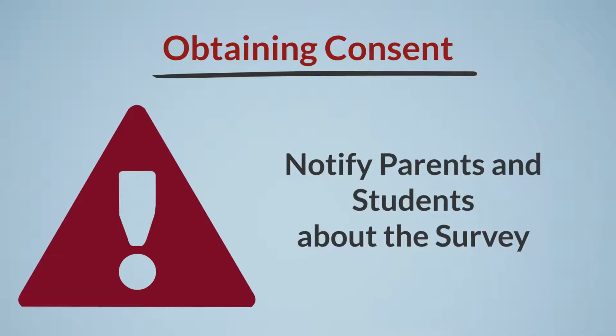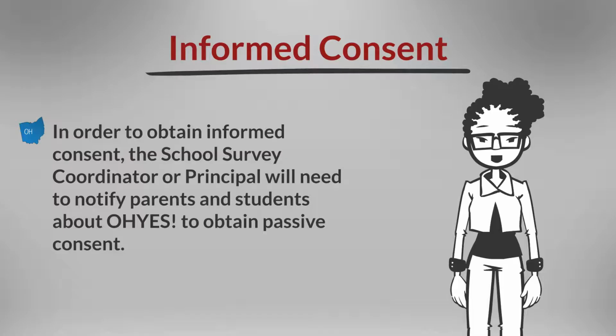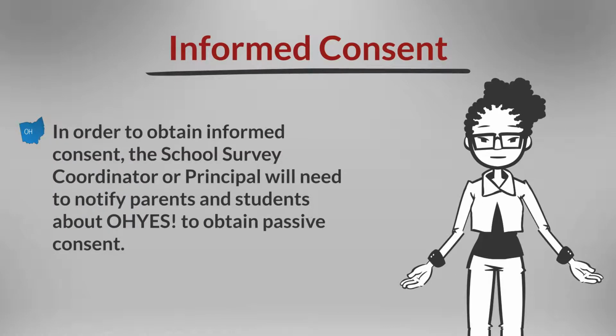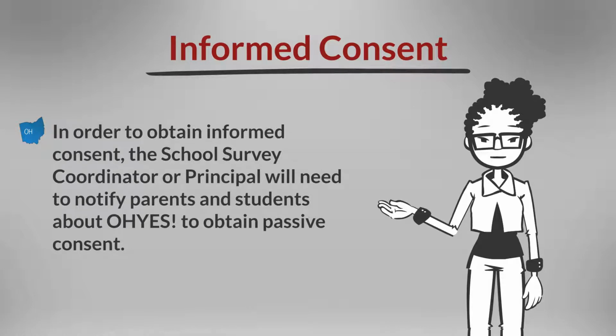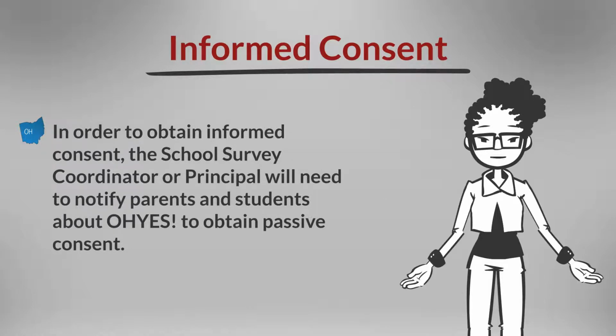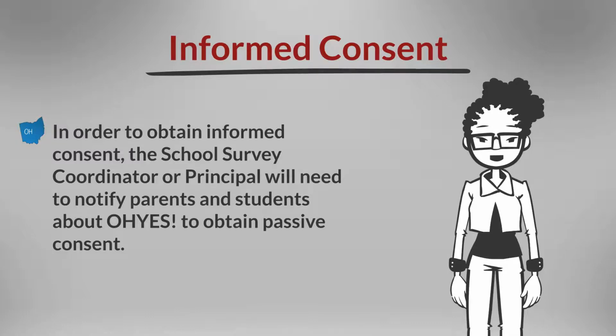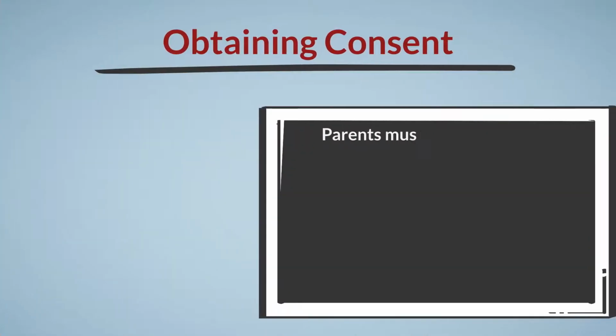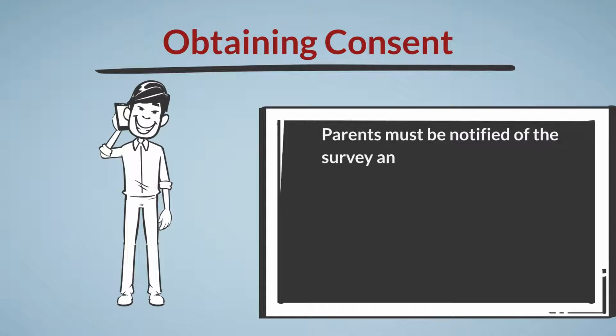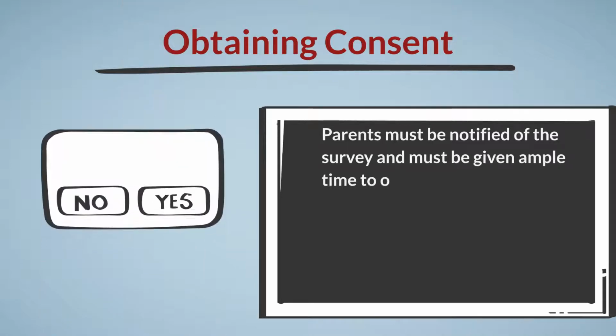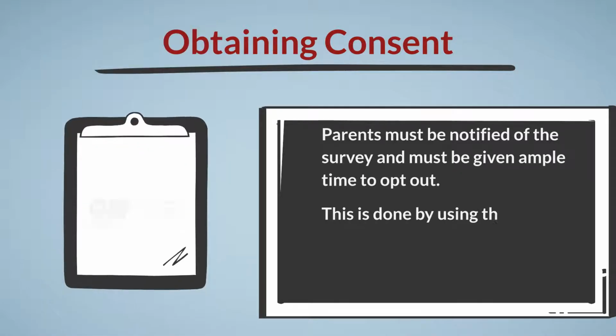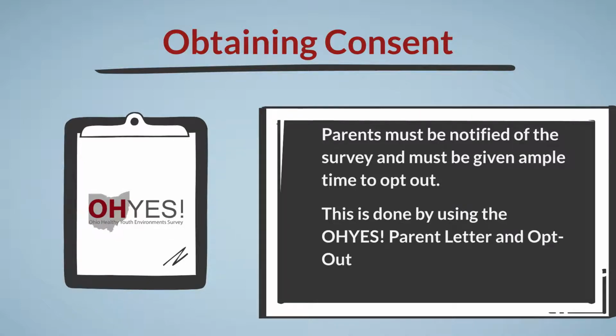Notify parents and students about the survey. In order to obtain informed consent, the school survey coordinator or principal will need to notify parents and students about OHYES to obtain passive consent. That is, parents must be notified of the survey and must be given ample time to opt out. This is done by using the OHYES parent letter and opt-out form.